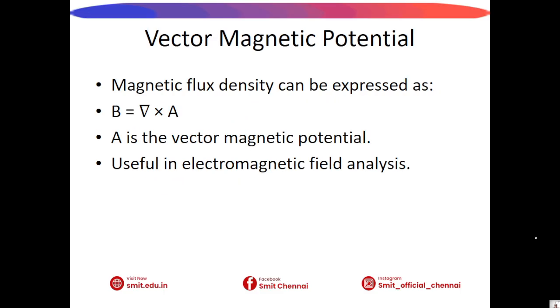Next we see about the vector magnetic potential. It is represented by the symbol A. Magnetic flux density B can be expressed as the curl of vector potential A. B is equal to del cross A.